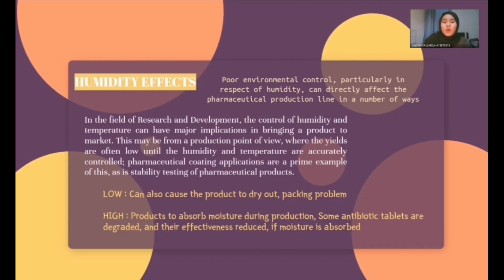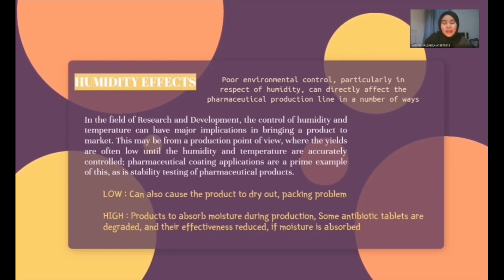From a production point of view, the yields are often low until the humidity and temperature are under control. So this really needs special control to make the pharmaceuticals stable and of good value when sold to the market.